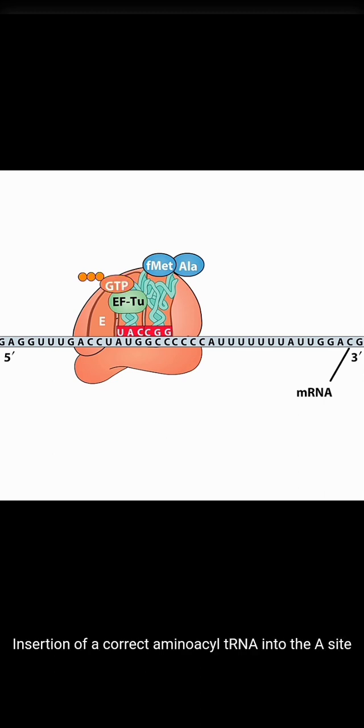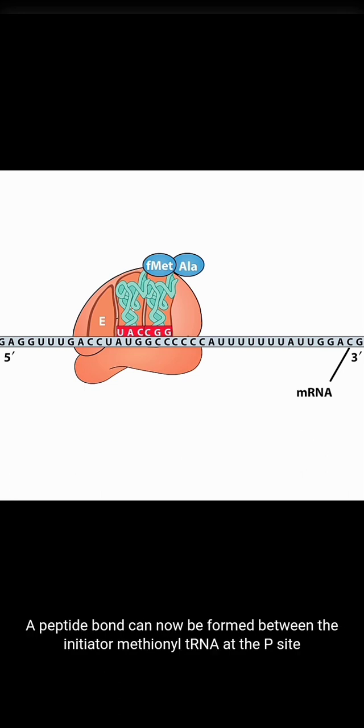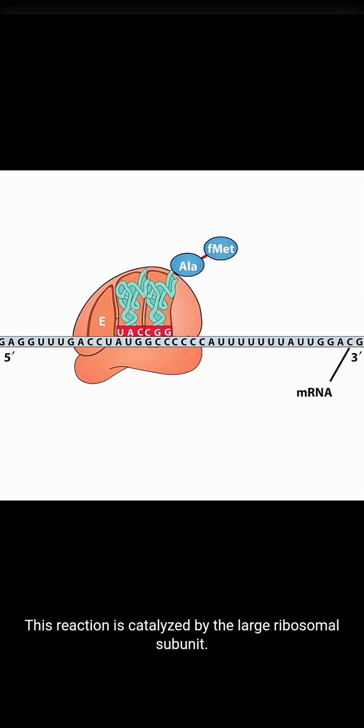Insertion of a correct aminoacyl tRNA into the A site triggers the hydrolysis of the GTP and release of the elongation factor. A peptide bond can now be formed between the initiator methionine tRNA at the P site and the second aminoacyl tRNA at the A site. This reaction is catalyzed by the large ribosomal subunit.